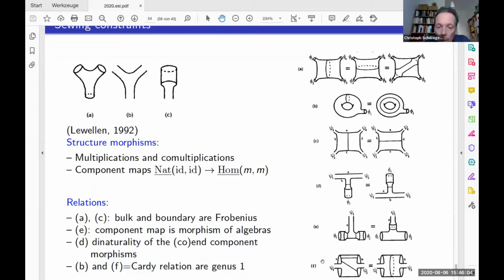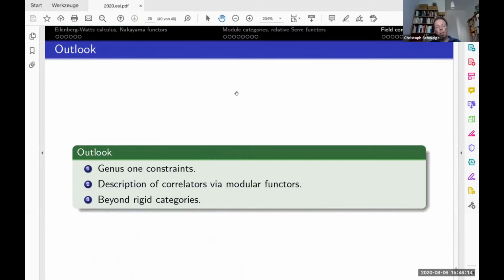And you see here that these are genus 1 constraints. They are much more complicated to deal with. That's almost already the first comment in the outlook. Of course, one of the things you want to do with this very nice algebraic structure is to describe correlators and use modular functors, with various formulations of modular functors: state sum, string nets. We have formulations of modular functors for Reshetikhin-Turaev type and even their non-semi-simple variants due to Lyubashenko. And all this can be used to explore correlators.